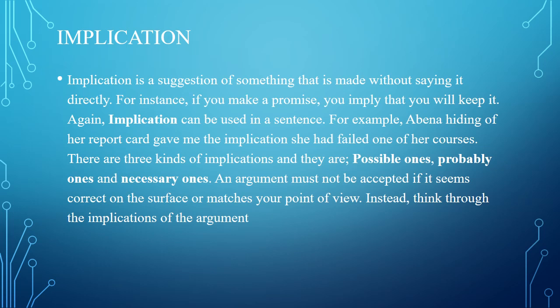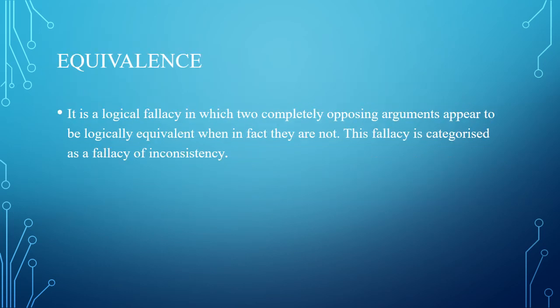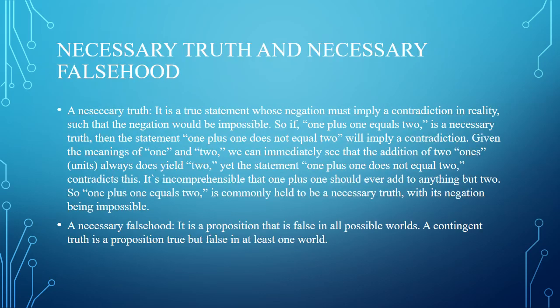An argument must not be accepted if it seems correct on the surface or matches your point of view. Instead, think through the implications of the equivalence. It is a logical fallacy in which two completely opposing arguments appear to be logically equivalent when in fact they are not. This fallacy is categorized as a fallacy of inconsistency, necessary truth, and necessary falsehood.